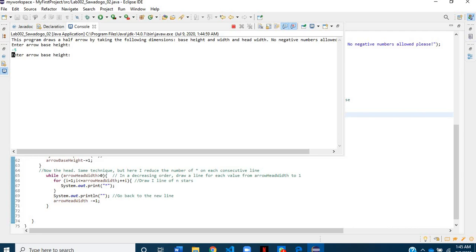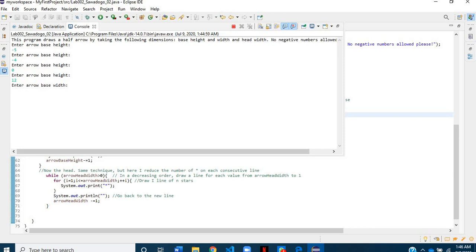Try again, -4. So it asks me the same question over and over until I put a reasonable value, because there are no negative numbers, negative dimensions. Even 0, I refuse to take 0, because if it's 0, that means there won't be any arrow. So 0 doesn't work as well. So let's say 12.